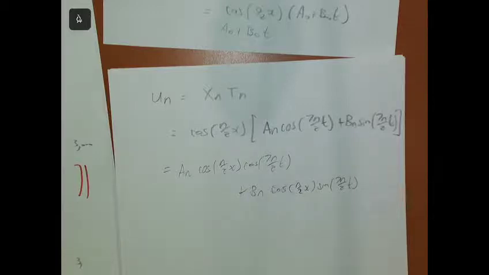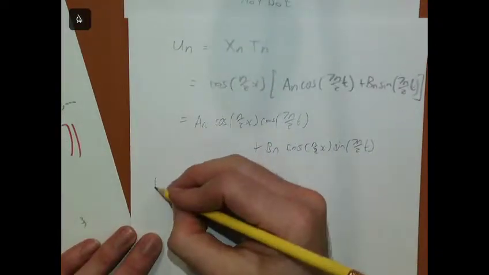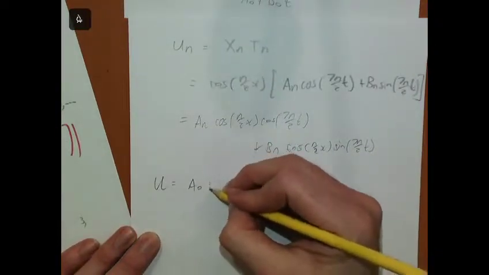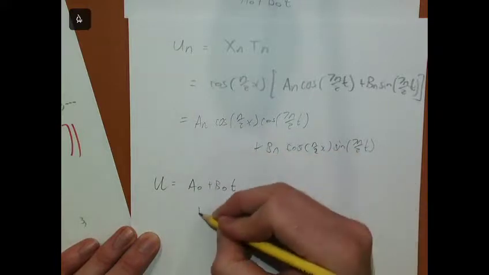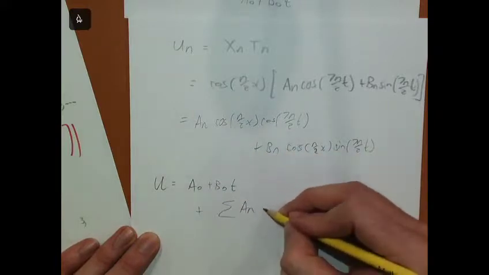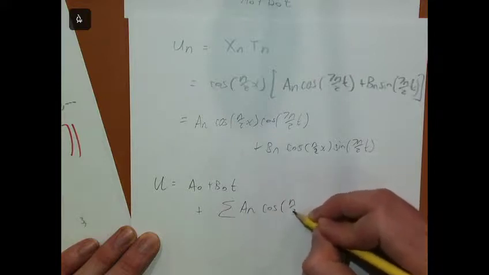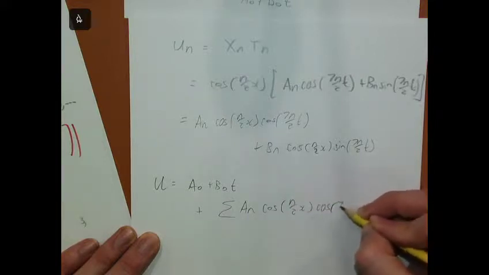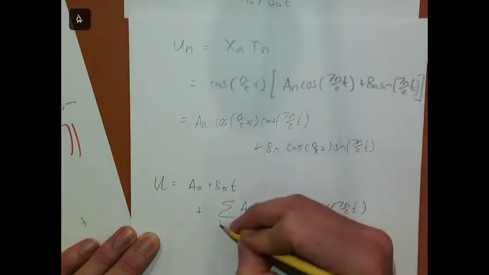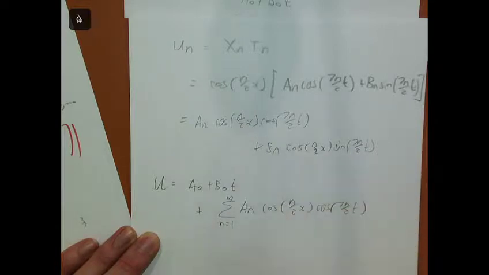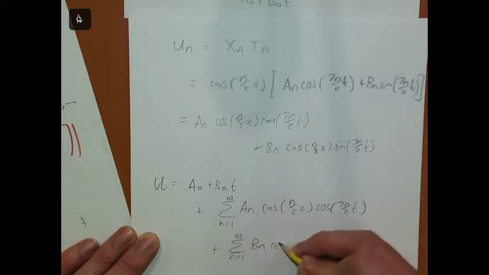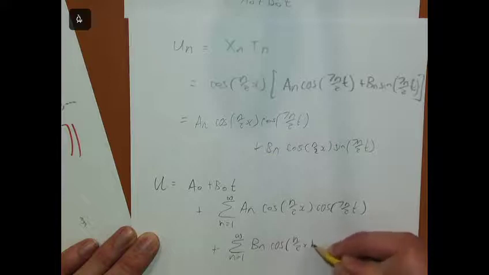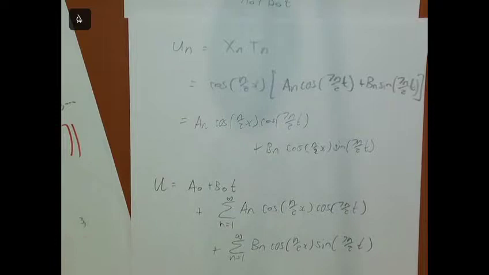So I'm now going to add up all these solutions. So actually the u is my u naught plus all these solutions, and n goes from 1 to infinity, plus all these solutions, like that.